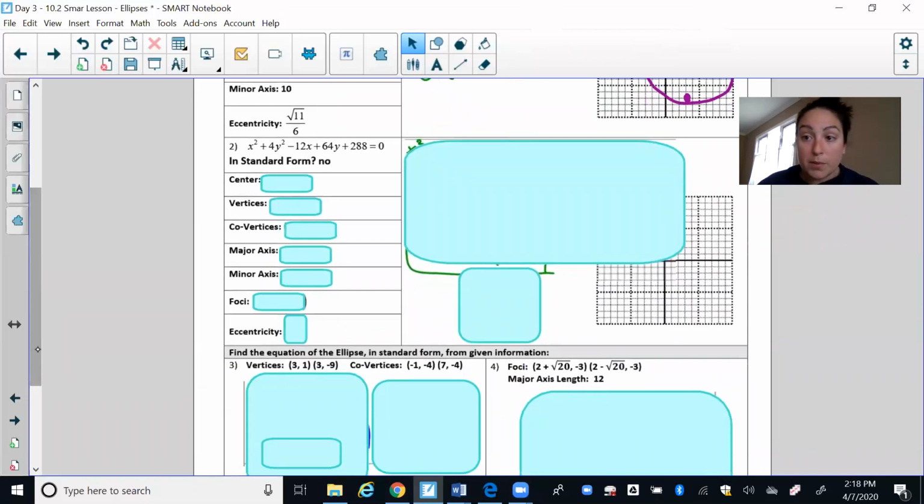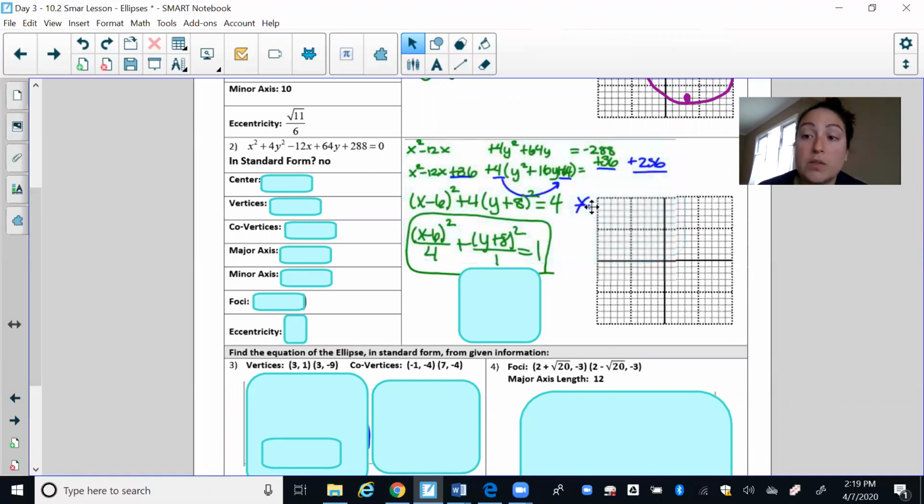All right, example number 2, a little bit different because this is not in standard form, it's in general form. So we need to complete the square with both x and y to get this into standard form. So is this in standard form? No, we need to put it in standard form. So start by grouping your x's together, x squared minus 12x, and then the 4y squared plus 64y, and then I choose to move my constant over to the other side.